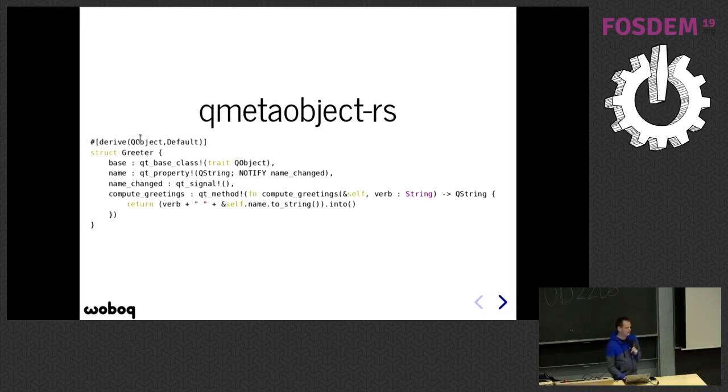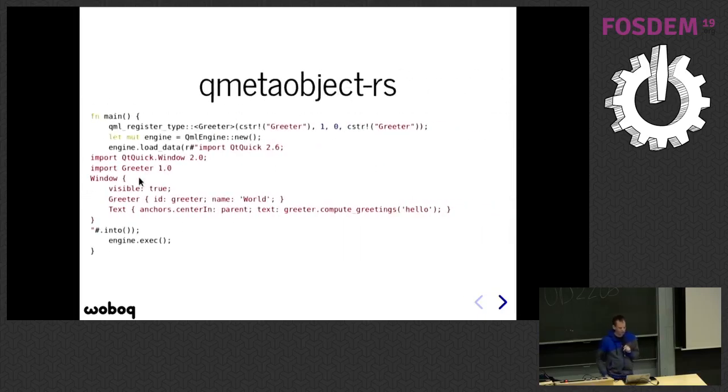I didn't know much Rust at the time, so I implemented that using some macro in the type, but maybe this should be an attribute in future versions. I have those macros that look a bit like the Qt macros, and that basically annotate the code, saying name is a property, it inherits from QObject in this case, and we have a few methods. And then we can register this type.